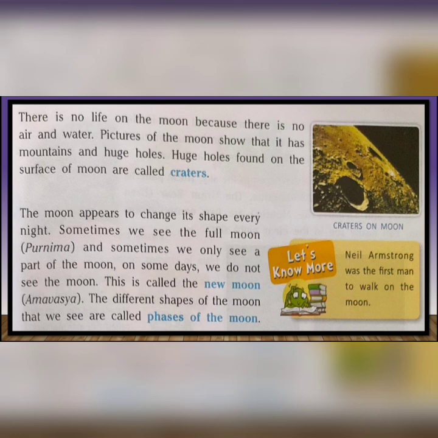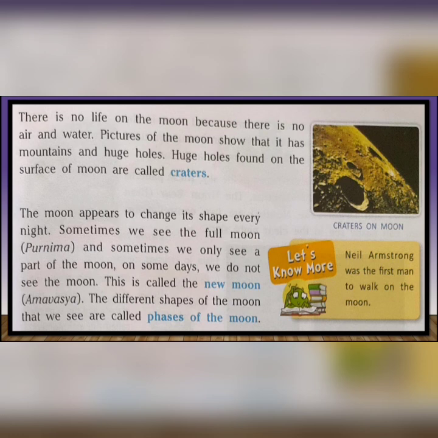So the moon that we see is not the same every day. Sometimes we see a full moon, sometimes we see half, right? And sometimes we don't see the moon, right? The different shapes of the moon that we see are called phases of the moon.